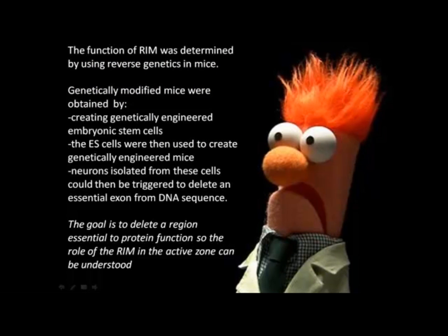The function of RIM was determined by using reverse genetics in mice. Genetically modified mice were obtained by creating genetically engineered embryonic stem cells. The stem cells were then used to create genetically engineered mice whose mutated neurons could be isolated in vitro. The neurons isolated from these mice could then be triggered to delete an essential exon from the DNA sequence. So the goal is to delete a region essential to protein function so the role of RIM in the active zone can be better understood.